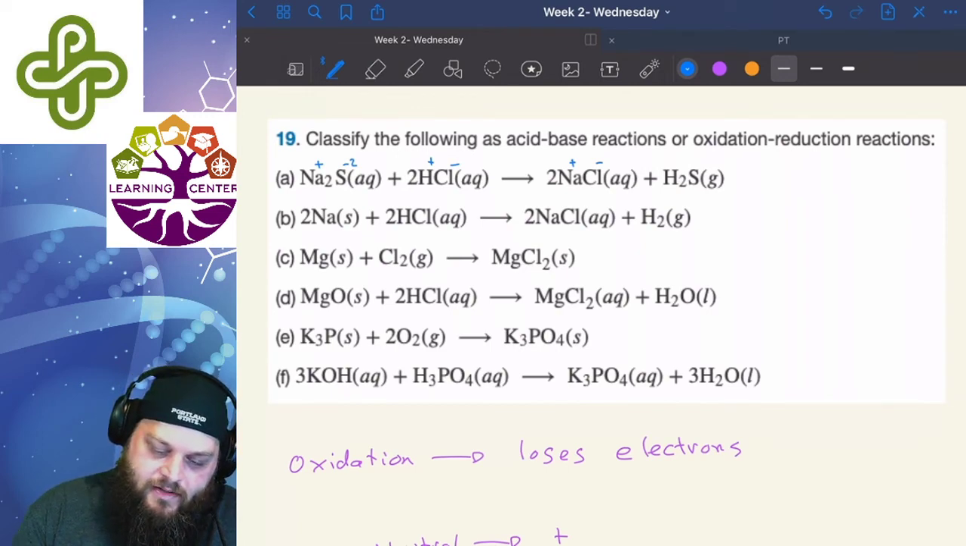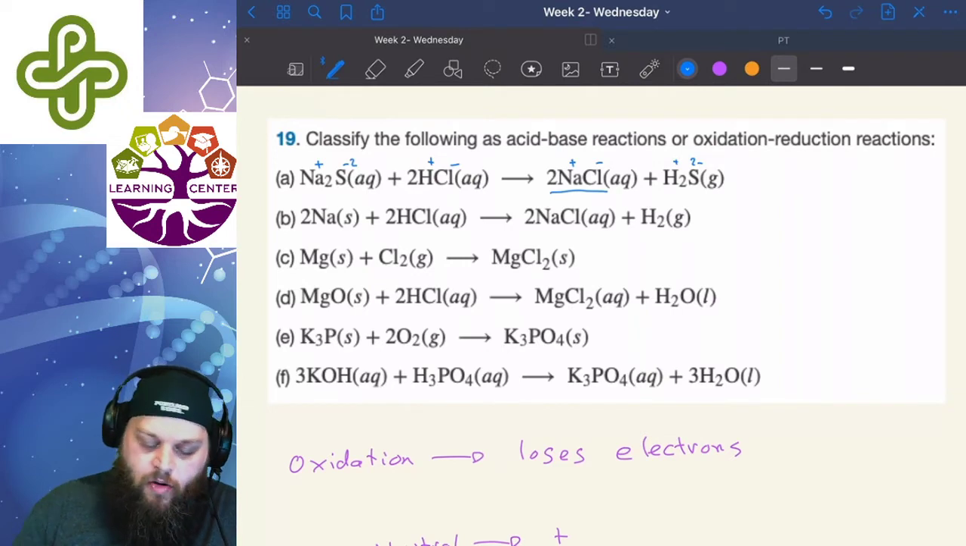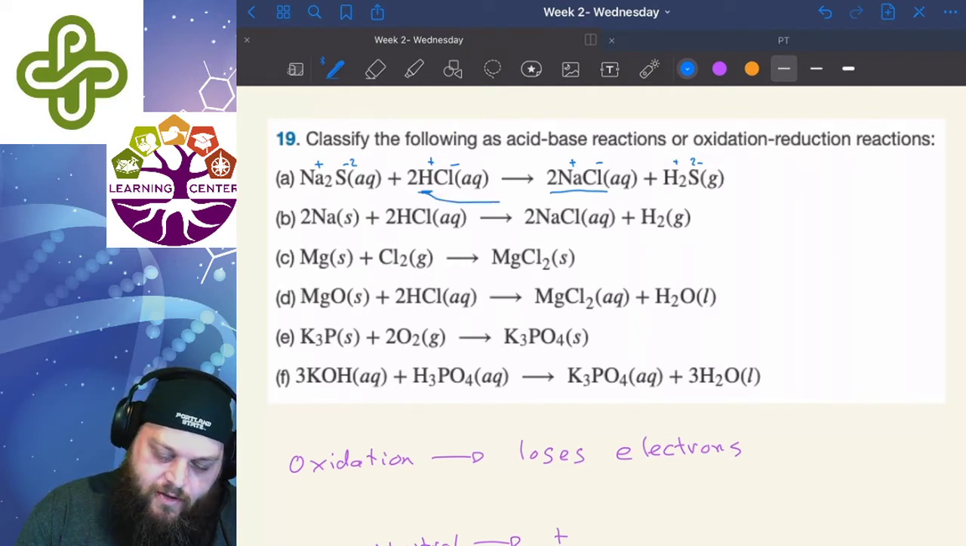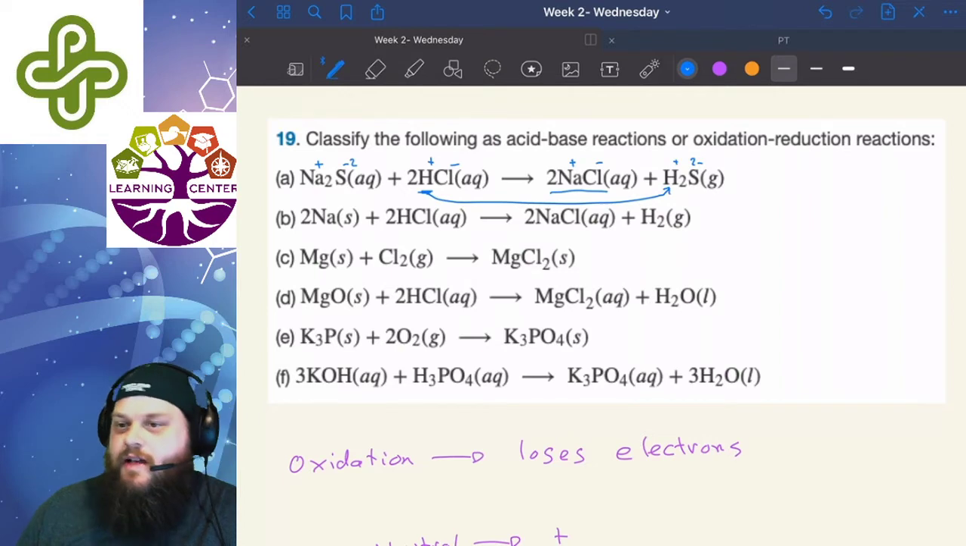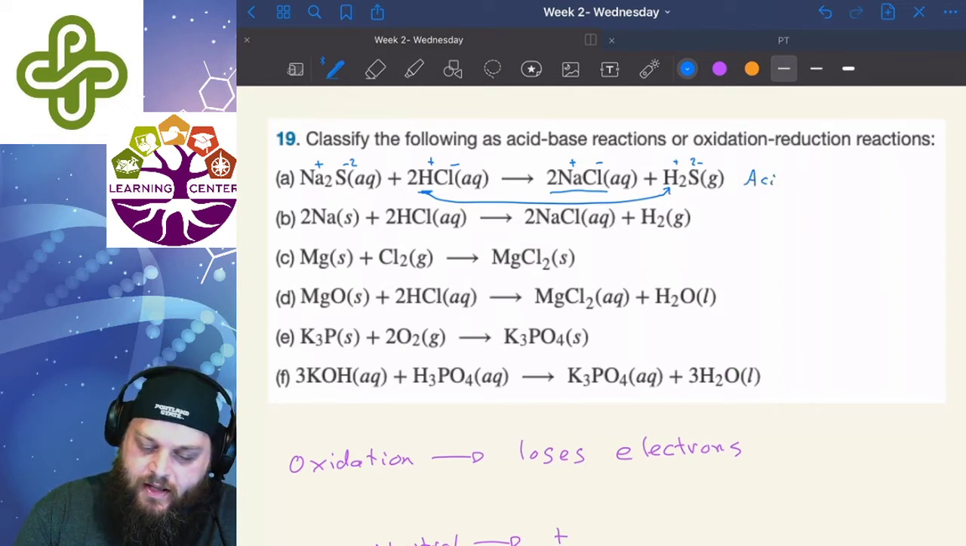Looking at the other side, we've already dealt with the NaCl. The sulfur is still going to be a 2-, and we have a +1 on the hydrogen. But all that's really happened is our hydrogens have moved from being attached to the chlorides to being attached to the sulfurs, which makes this an acid-base reaction.